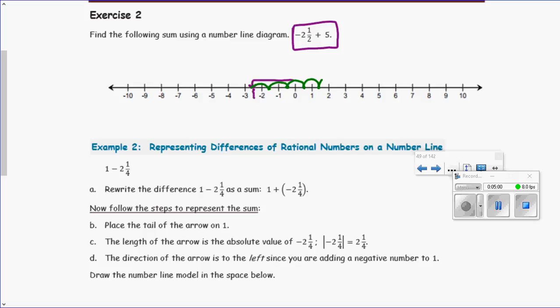This is 4, and this is 5. So I actually end up at 2.5. Now I'm going to draw the nice neat arrow though for you to see. So that was how I did plus 5, and I ended up at 2.5.